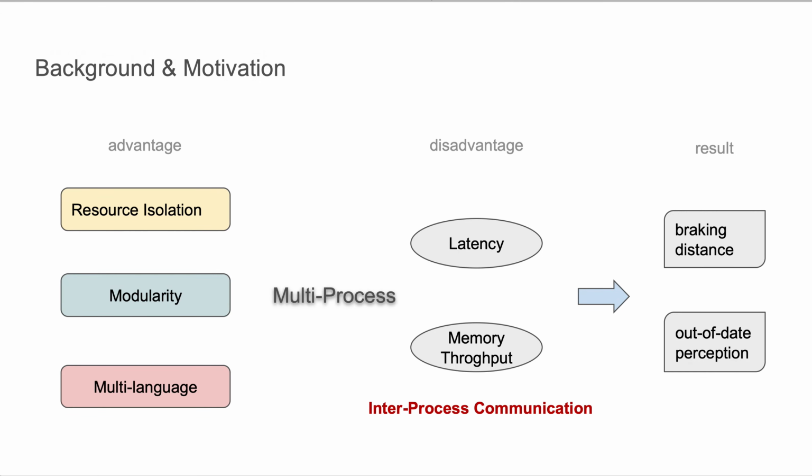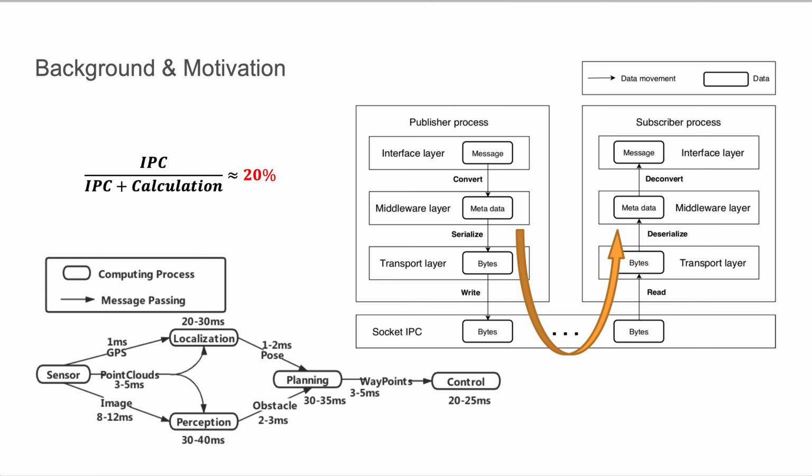In an autonomous driving environment, such latency could cause long braking distance and out-of-date perception results, which could finally affect the planning decision. Here, I demonstrate a typical simplified autonomous navigation system. It includes a diversity of sensors, localization, perception, planning, and control modules. Each module is an isolated process with publish-subscribe semantics.